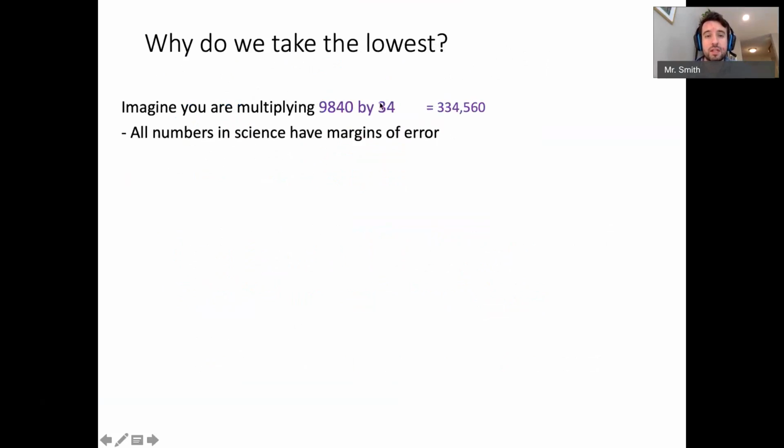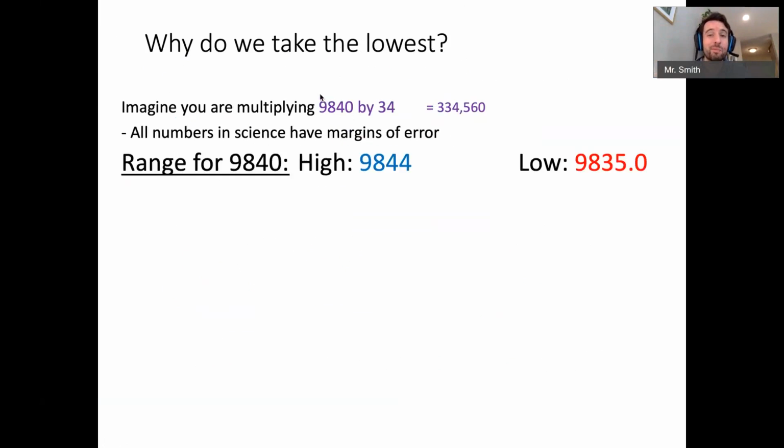What that means then is this 9,840 could be higher or it could be lower, right? Depending on what we're using to measure. Imagine for a second that you're measuring this, that this is not a given number, but maybe you're measuring it by looking at a beaker or something like that. It might be hard to figure out exactly which line it's at. So you're like, well, I can get the first three numbers, but the fourth number, it's kind of hard to tell.